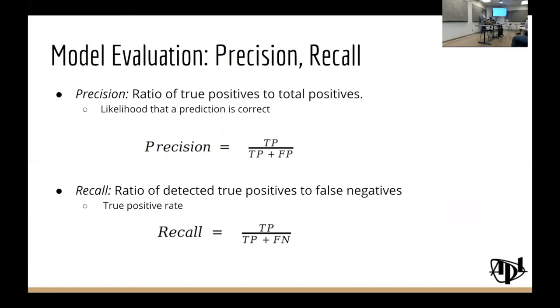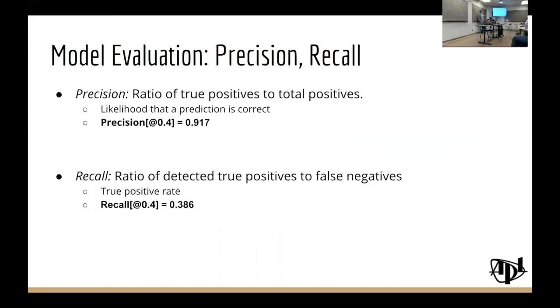The actual evaluation parameters we use are precision and recall. Precision describes the likelihood that a prediction is correct. So if I say that my model has a 0.95 precision, that means that if it tells me that a fish is here, I'm 95% sure a fish is actually there based on our IoU threshold. Recall is the same as the true positive rate.